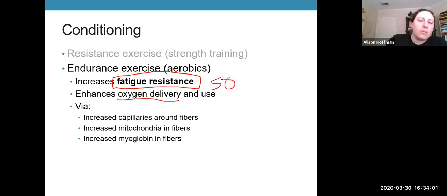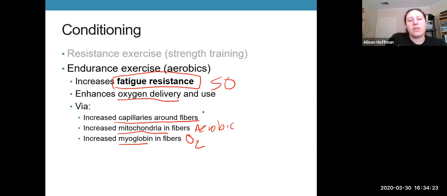And so our muscles can actually increase the blood supply. They can grow more capillaries around the fibers. They can actually increase the number of mitochondria in the fibers and increase the amount of myoglobin in the fibers, so that we're storing oxygen, we're doing more aerobic respiration, and we're delivering more oxygen and fuel to these fibers.